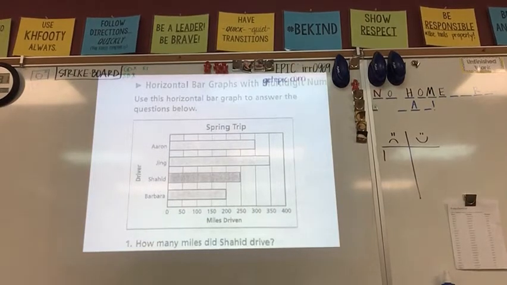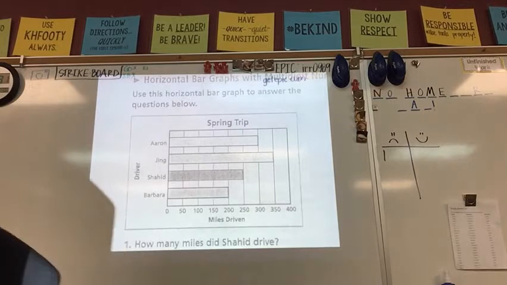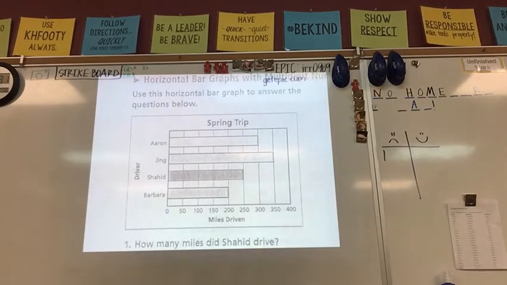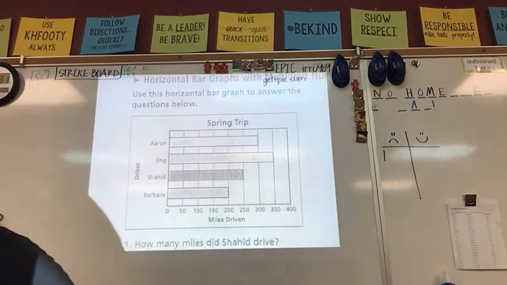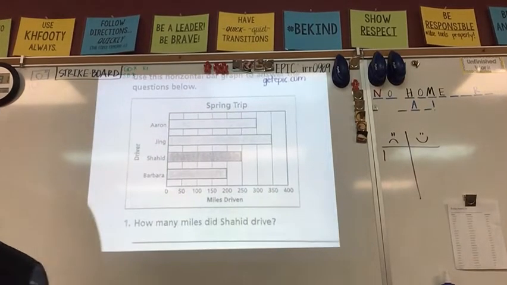So who can answer my first question? How many miles did Shahid drive? Who thinks they can tell me how many miles did Shahid drive based on this bar graph? I better get my randomizer out so I can pick some random people. Braylon. 250 miles. Very good. And so we would write our answer just like that.